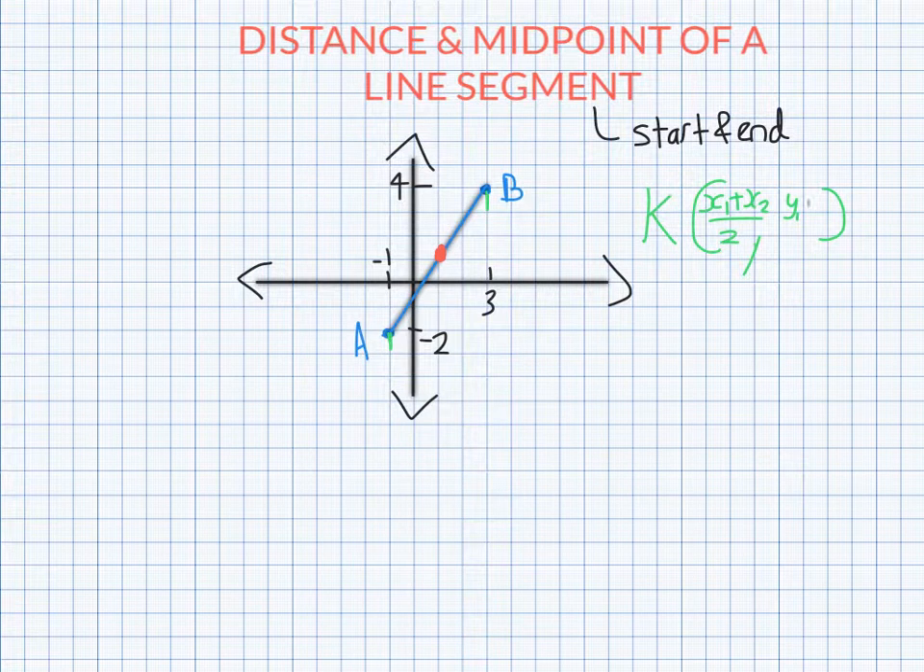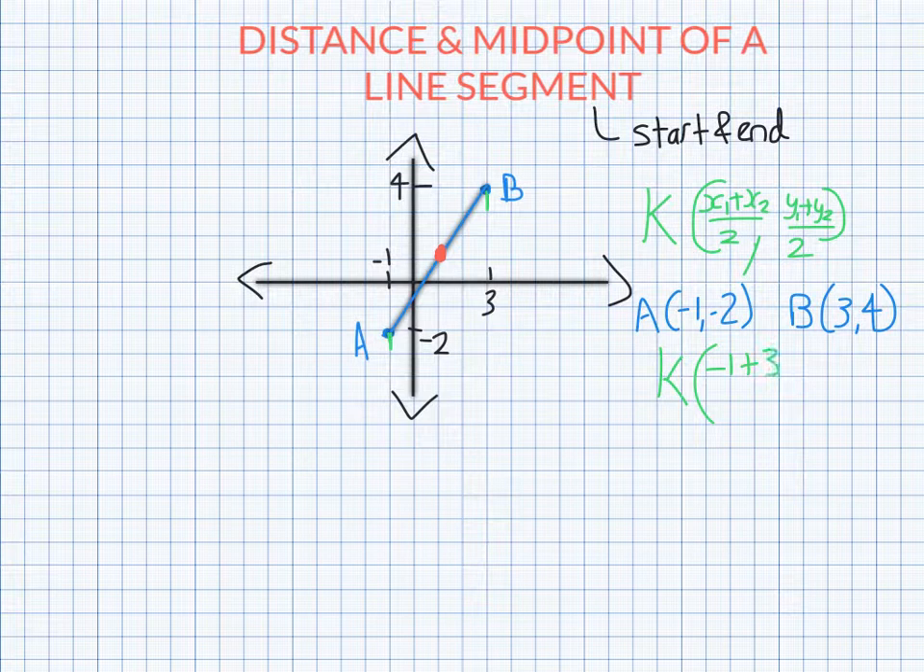Similarly, to find the Y value of the midpoint, I just find the average, or the middle, of the two Y values. So of course, we have the point -1, -2, that's A. B is the point 3, 4. So the midpoint K will just be the point: X values added up together, -1 plus 3. Remember, X is always listed first. And then divide by 2. And then the Y values listed second, you just add them up and divide by 2.